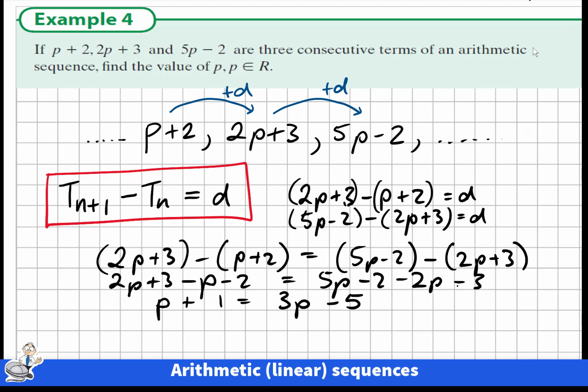What I might do is maybe make the right hand side the p side if you wish. I'm going to take p from both sides and add 5 to both sides. So I end up with 6 is equal to 2p, and I halve both sides, so p is equal to 3.